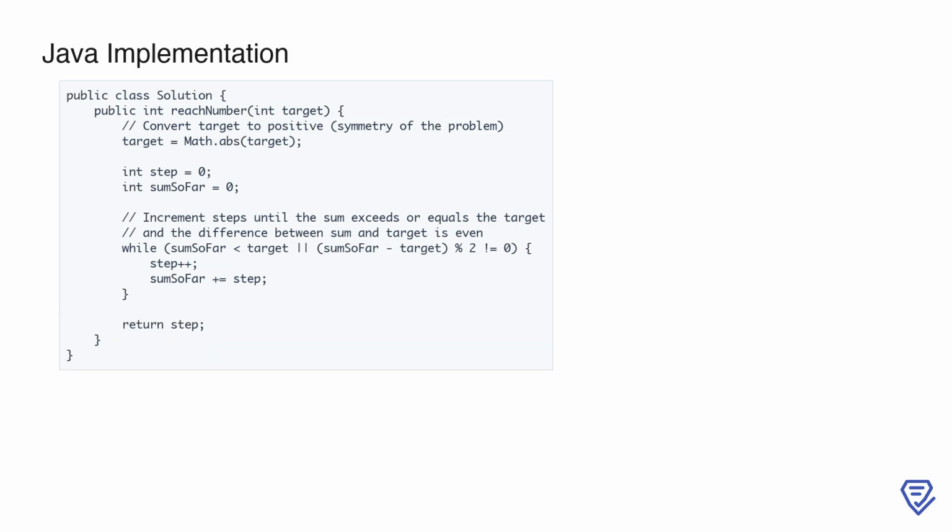This is the Java implementation of the Reach a Number problem from LeetCode. The logic mirrors the Python solution, converting the target to its absolute value to leverage symmetry, then incrementing steps while ensuring the sum meets the specified conditions. Key differences include Java's type declarations, use of Math.abs for absolute values, and a structured class definition.